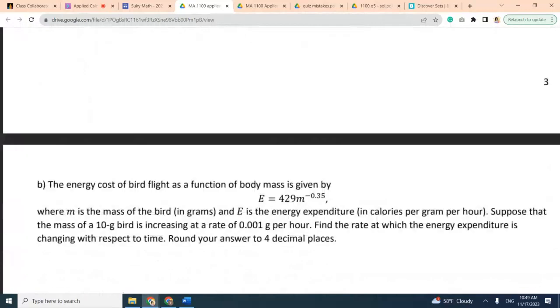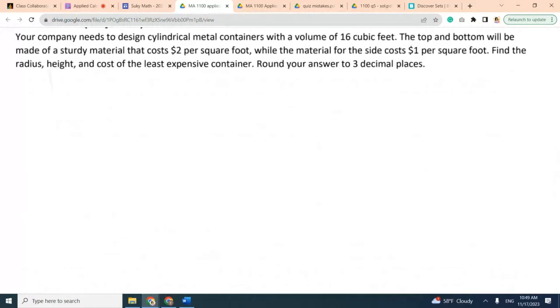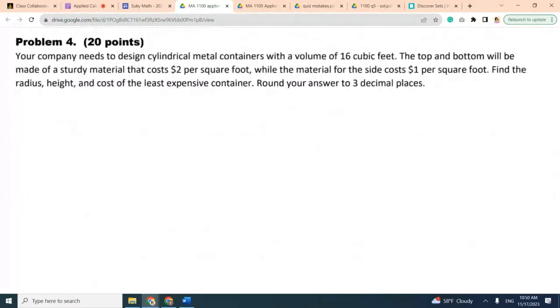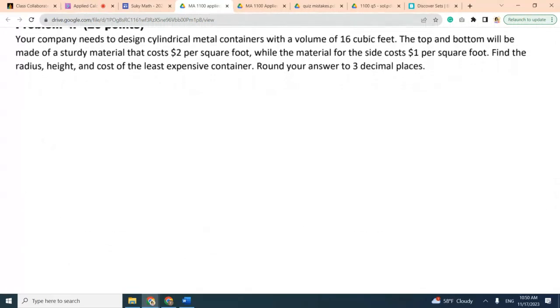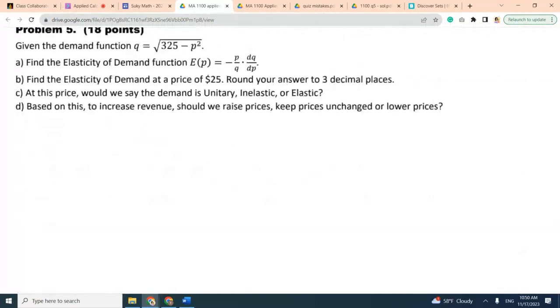And this one, you want to find the rate of change. And then here, this is minimize the cost, so it's an optimization problem. You set up the story, draw the picture, and find the relations. And then this one, elasticity.